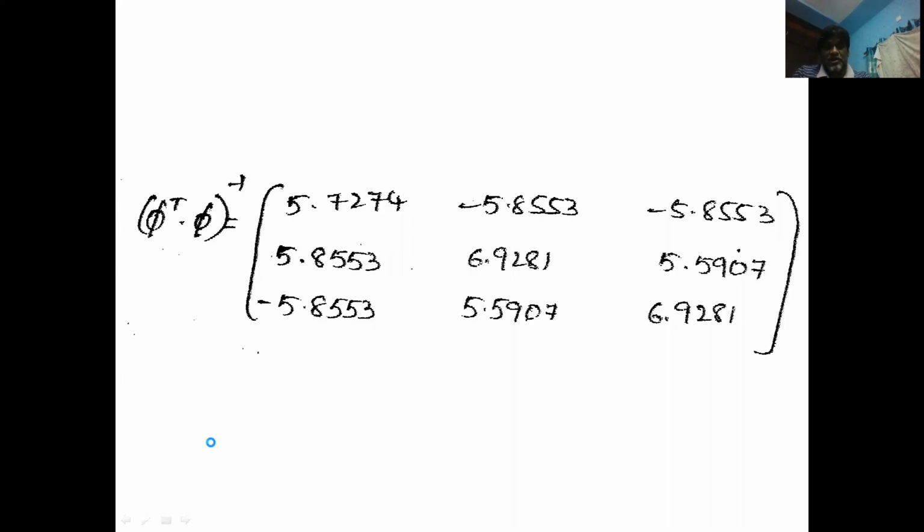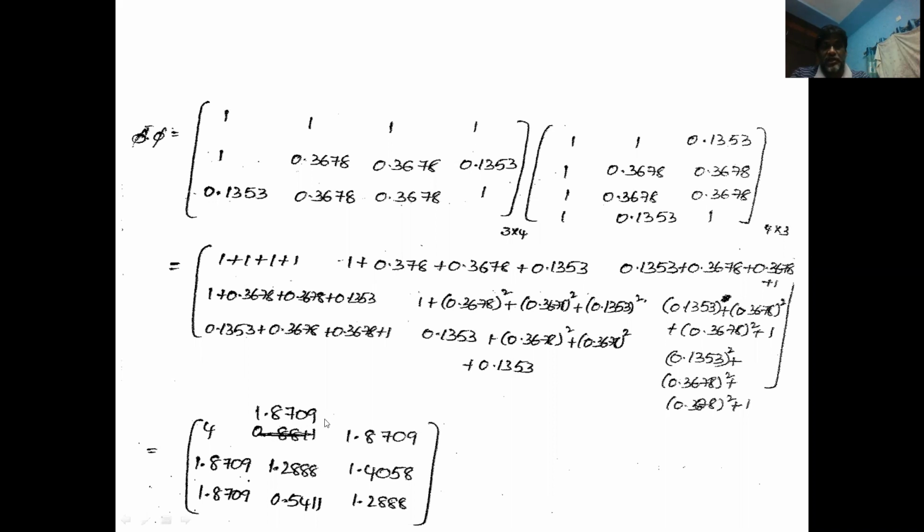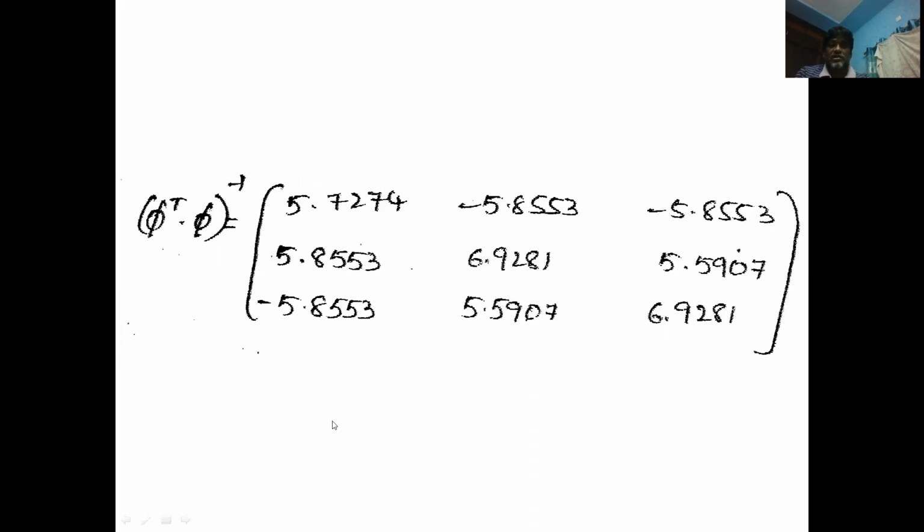Similarly, when you consider this 1.8709, you need to put these values, 1.8709, 1.8709, 1.4058, 1.2888, as A, B, C, D, and take it as D, minus B, minus C, A, and so on like that. I think all of you know how to calculate the inverse of a 3 by 3 matrix, or else just go through some mathematics to identify that. Somehow you will be calculating this inverse. I'm not explaining how to calculate the inverse now.